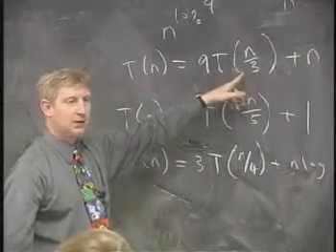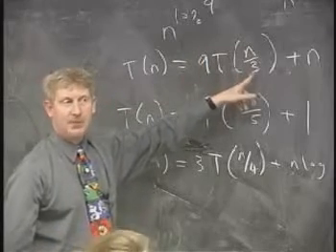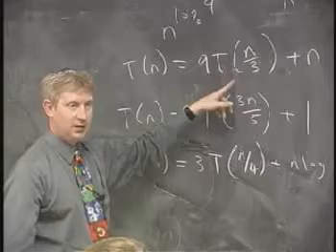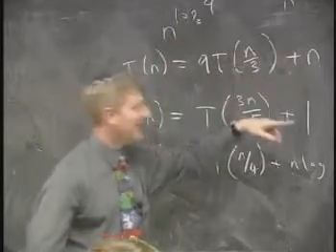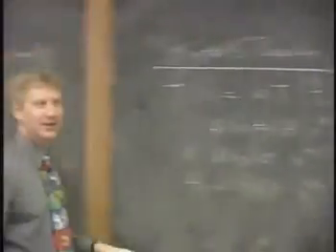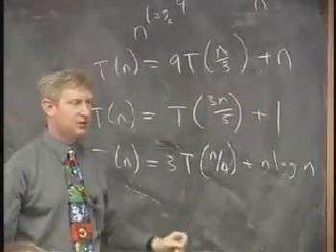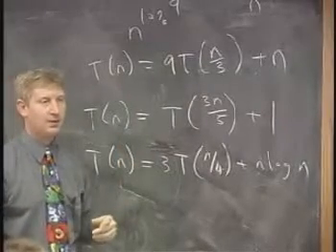If these were equal, if it was 3 and 3, what would happen then? Log base 3 of 3. The two are the same, so you get n log n. If you had 3 problems of size n over 3 each with an n gluing factor, you get n log n as your result. If you have 9 problems, it ends up being n squared.